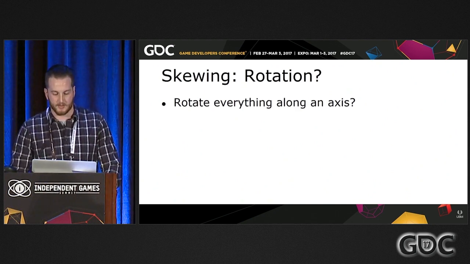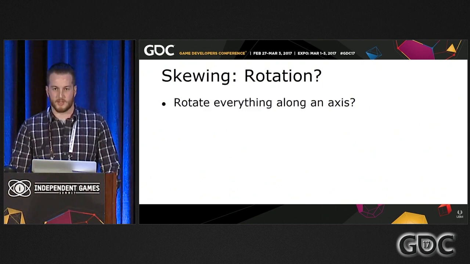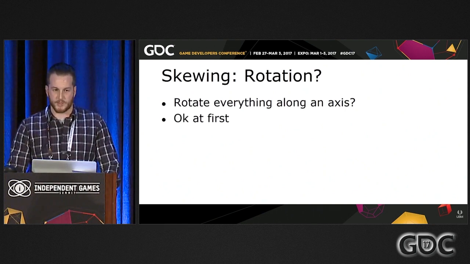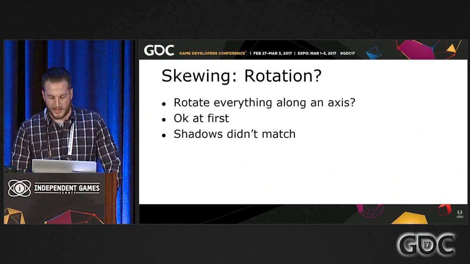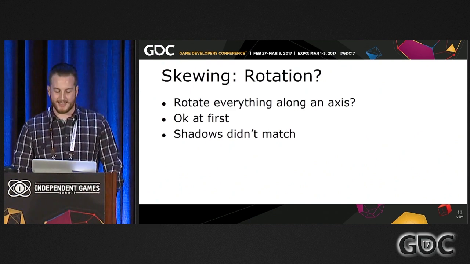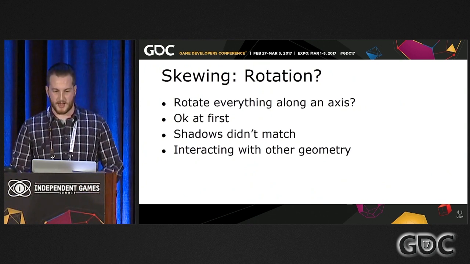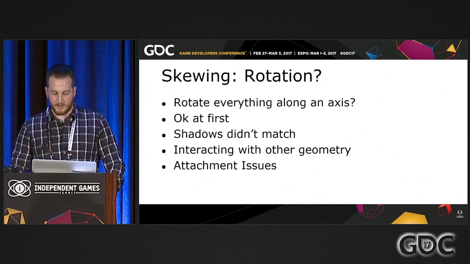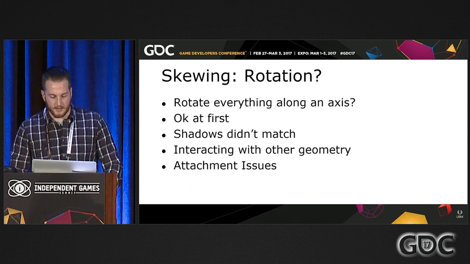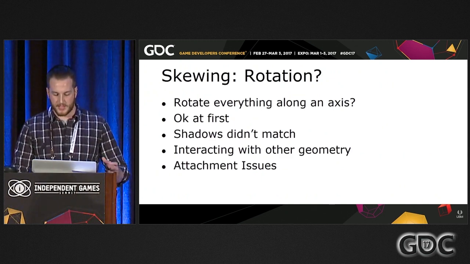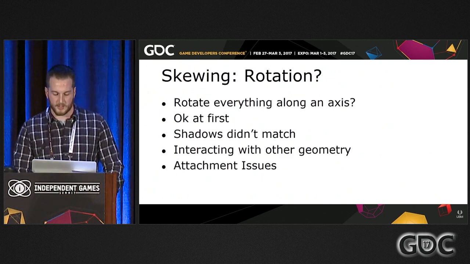of the hand-drawn backgrounds. And the first thing we tried was rotating everything along an axis, the one parallel or tangent to the camera, which was okay at first. However, the shadows that we added, which came later, didn't match, and that was a problem. The other problem was that when geometry interacted with other geometry, it created a lot of issues, and then finally, there were issues with attachment, where if you attach an object to another 3D object with the rotation, it became really difficult to make sure that that worked properly.